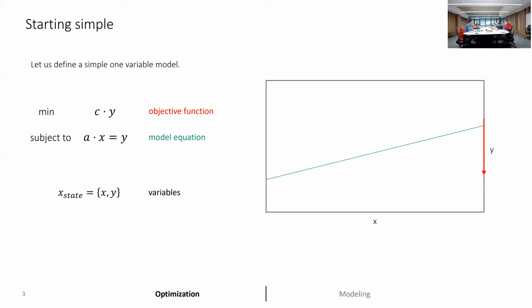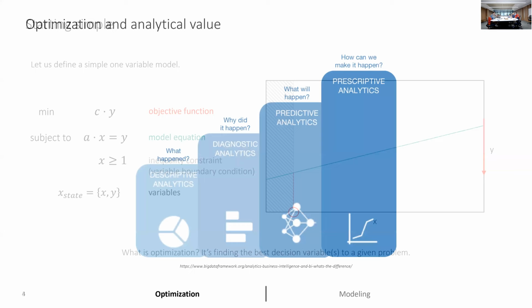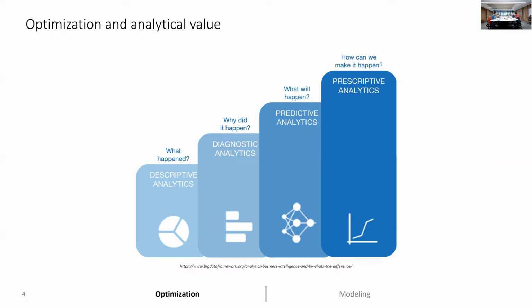Let's say our model is ax equals y. This is the line that we have here. And we could add an inequality constraint that works as a boundary condition to lower bound our x value. If we solve this problem quite naturally and simply, we find that the value to minimize our objective function is the decision variable x equals one. So what is optimization? It is finding the best decision variables to a given problem.